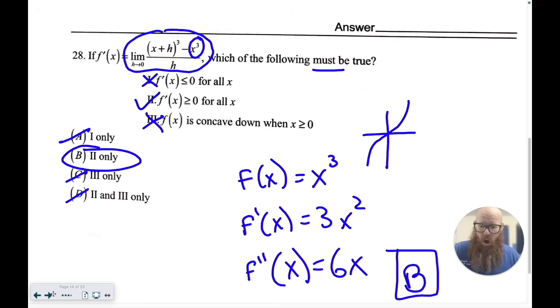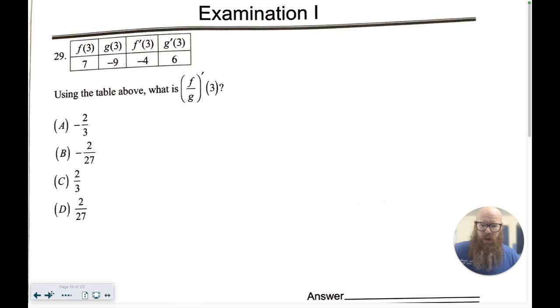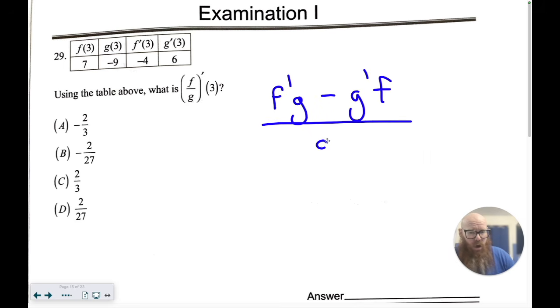All right, on to our last 2 problems of the non-calculator section. This one we get a pretty straightforward problem here. We're doing the derivative of a quotient evaluated at a number, so just do the quotient rule. And they're actually using f and g, so just literally copy the quotient rule, f prime g minus g prime f all over g squared. And then we're evaluating each of those at 3.